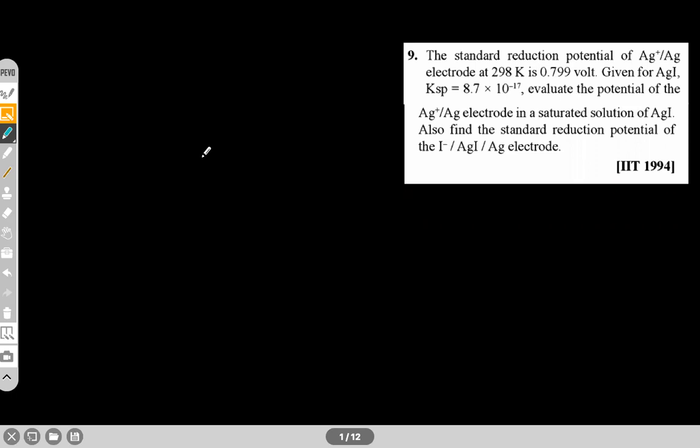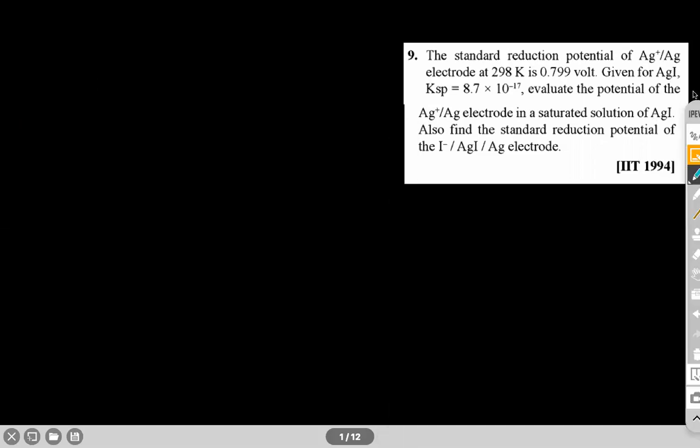The standard reduction potential is given for Ag, right? KSP is given for AgI. Evaluate the potential of Ag+ to Ag electrode in a saturated solution of AgI. Also find the standard reduction potential of this electrode. You can pause the video and try this on your own. I am continuing with the solution over here.